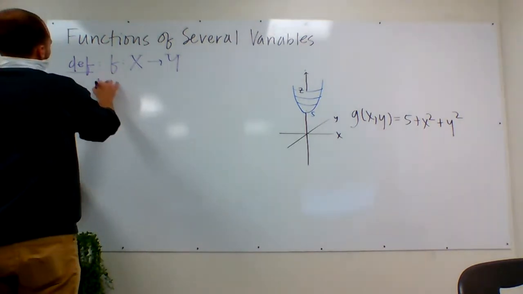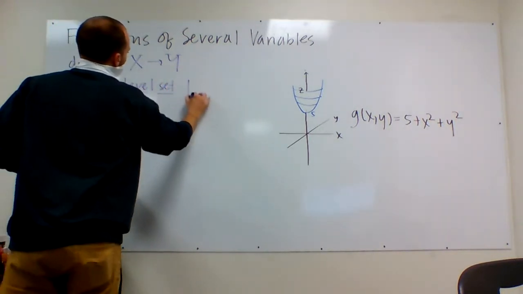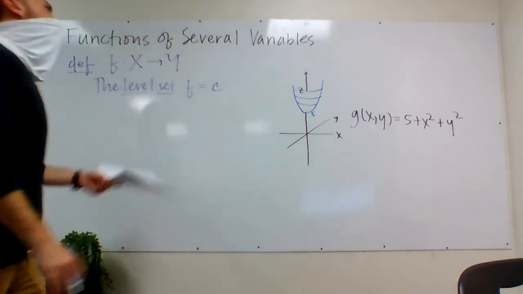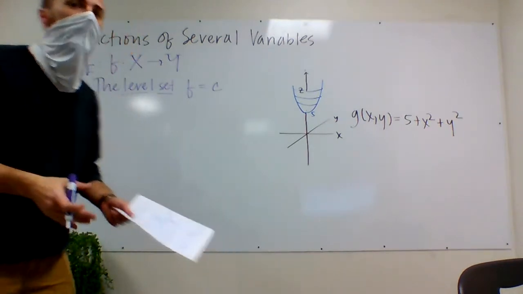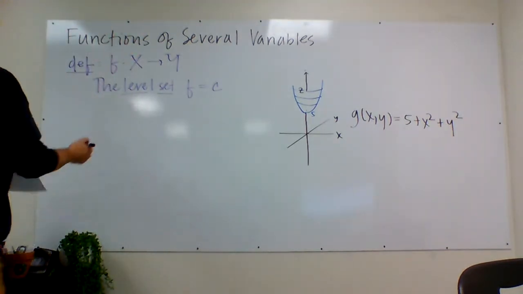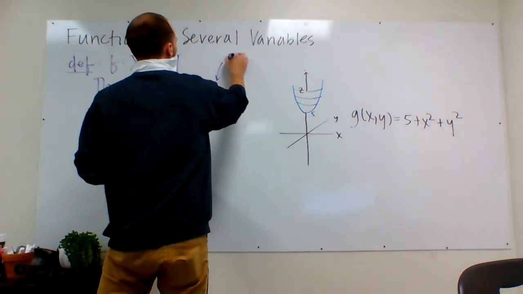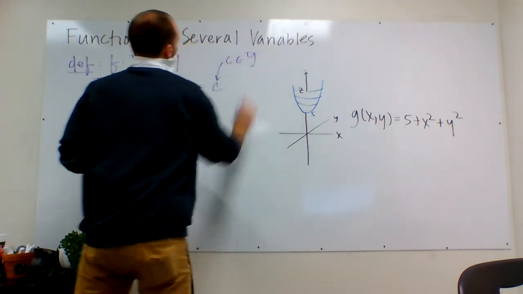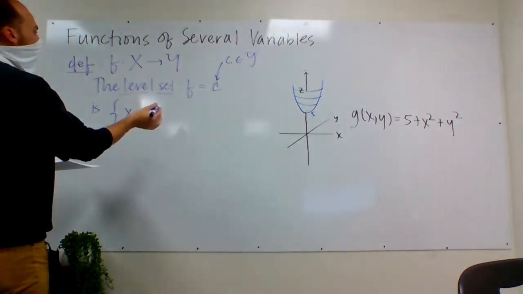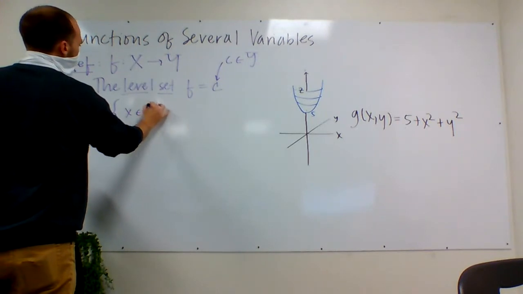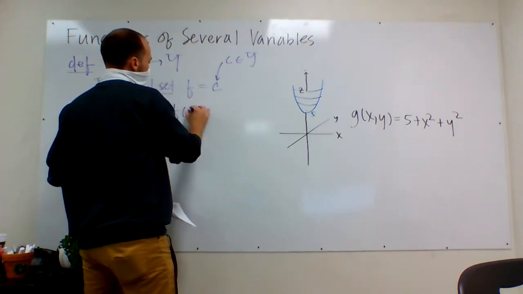The level set f equals c, where c is some element of y. It could be a vector, it could be a number. For this point in the class, it's going to be a number. But the level set f equals c is the set of all x's in the domain, maybe vector, maybe not, for which f of x equals c.